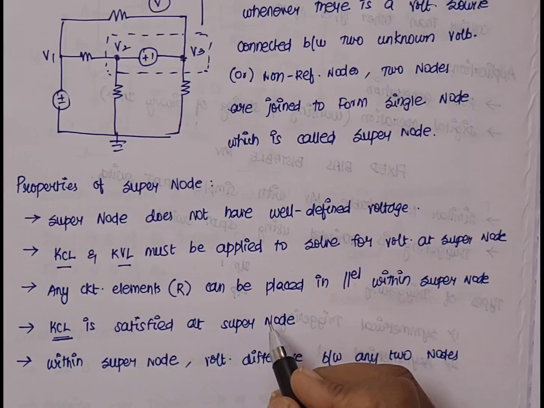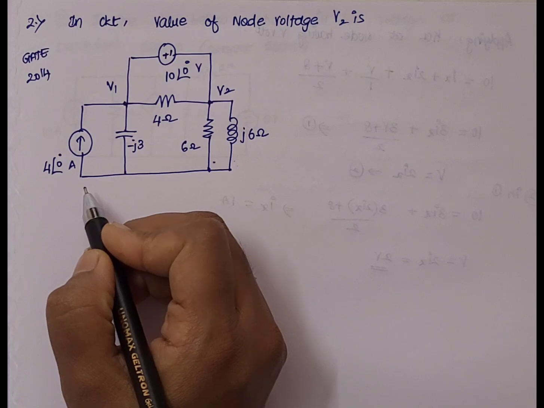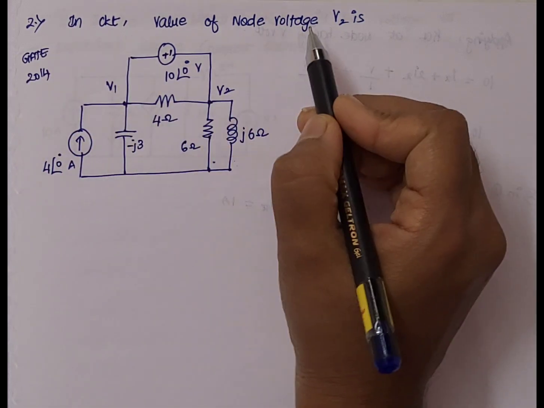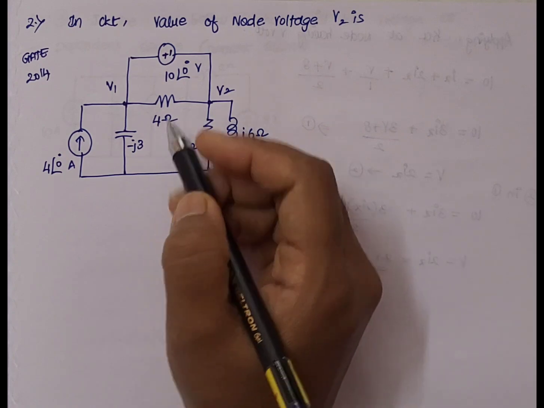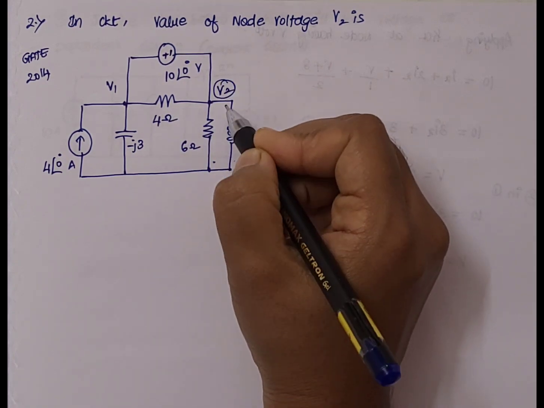Now let us see how to solve problems based on super node analysis. Let us solve an example from the GATE 2014 question paper. In the given circuit, the value of node voltage V2 is? So we have to identify the value of V2, which is our question.